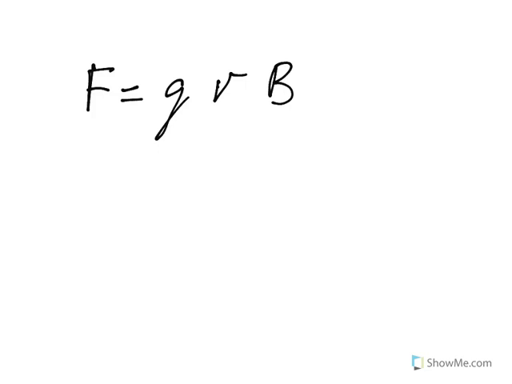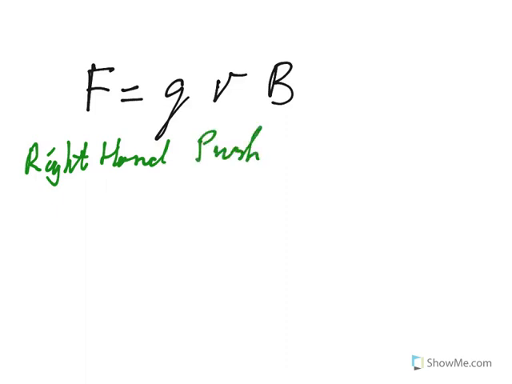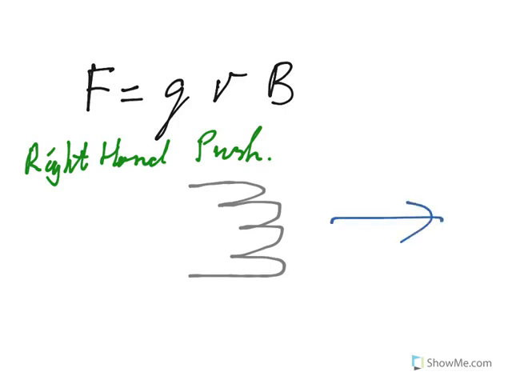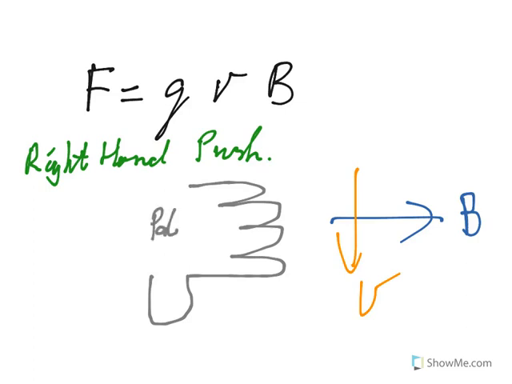Alright, so we need to know the direction again, and so we use the right hand push again. This time with the right hand push we again point the fingers in the direction of the field. Let's say our field's going that way. Our fingers point that way, our thumb goes in the direction of the velocity, and let's say the velocity is this way. The only way we can do that with our right hand is that we've got our palm pointing up. So the direction here is out of page.